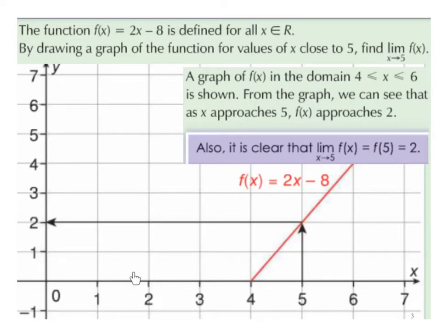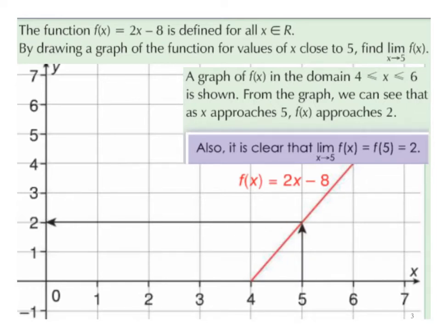So here's our x-axis and here's our y-axis. So if we substitute 4 into our function, we end up with 2 multiplied by 4, which is 8, and 8 minus 8 is 0. So we have the point 4, 0. If we substitute 5 into our equation, we end up with 2 multiplied by 5, which is 10, and 10 minus 8 is 2. So we end up with the point 5, 2.